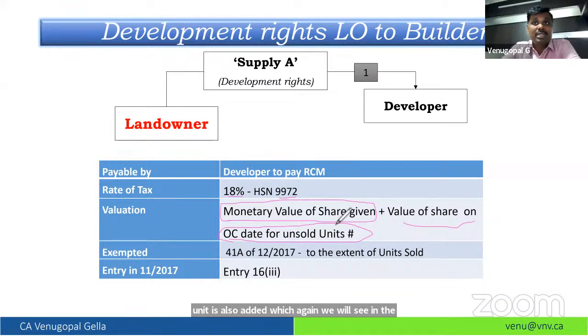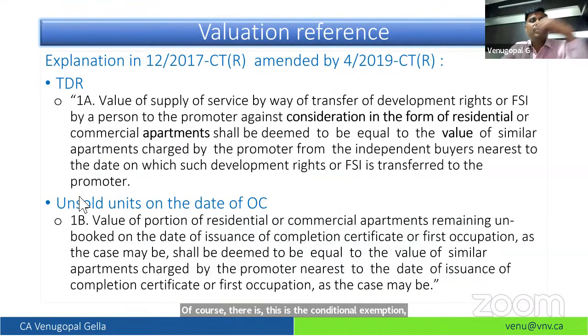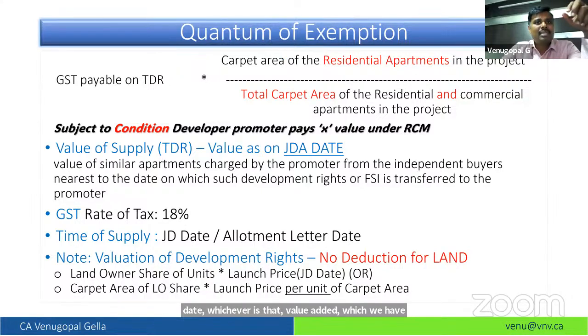Is there any exemption? Of course, there is an exemption which is given, by way of notification 41/2017. Of course, this is a conditional exemption, which we have clearly seen in the last week how it works. Just to give you an idea of how it works, they're given the valuation of the apartments which are unsold on the OC date, whichever is the value, which we have seen in the definitions.